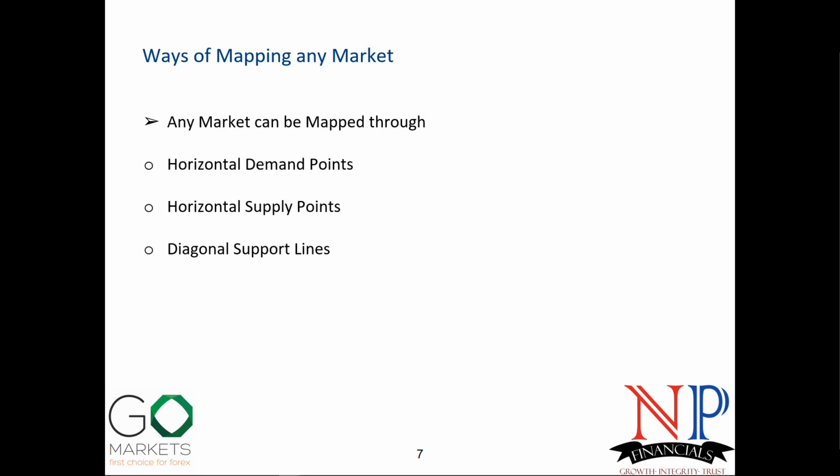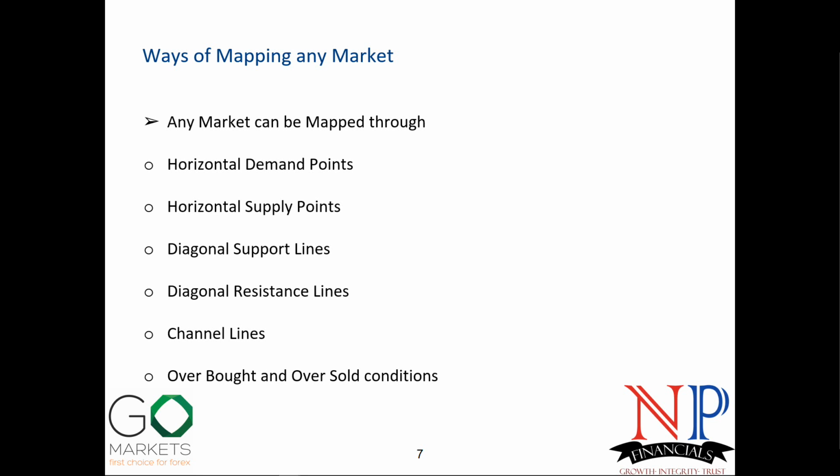Or diagonal support lines, which I discussed in my previous webinar through Go Markets. That was through valid trend lines, and we know what is a valid trend line, and we also know the difference between invalid and valid and tentative and confirmed trend lines. Similarly, diagonal resistance lines, if we are joining the peaks or the swing highs, that will generate diagonal resistance lines in the monthly or weekly or daily. Channel lines, we can use any channels which are available, like wrap channel or standard deviation channel or error channel, so on and so forth. And last, not the least, overbought and oversold conditions.